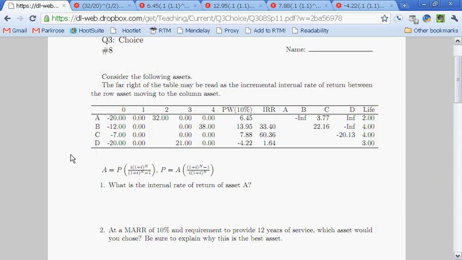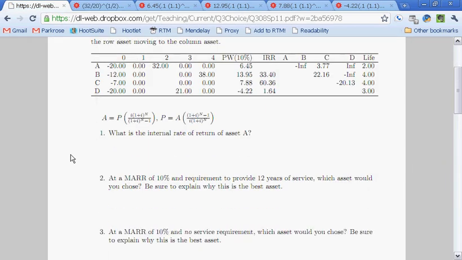Moving on to question 3, skipping 2, we'll come back to it. This one says a minimum acceptable rate of return of 10%, no service requirement. Which asset would you choose? Be sure to explain why you chose this particular asset. This is just the present worth criteria coming out again, so this is something you just read off. You pick the asset with the highest present worth, and so the one you should be looking at there is B, because it has the highest present worth, 13.95. Pretty easy.